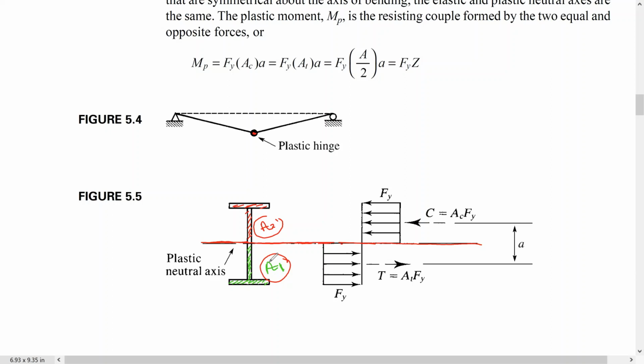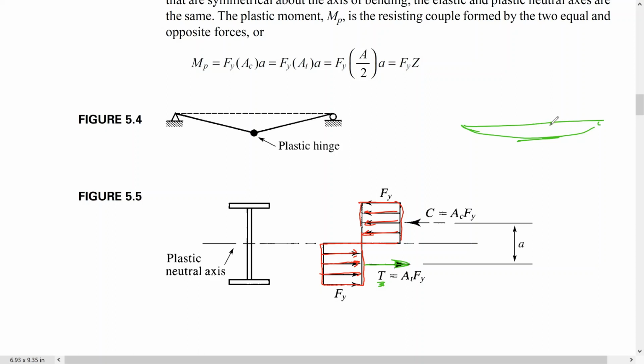So in this case, okay, just to clean it up, this is the fully yielded cross section. And here we have compression, and here we have tension, okay? So in this case, guys, this is the equivalent force here. And T here is the tension, because in the beam, for sure, the bottom is going to be tension, okay? And the top is going to be compression, okay?